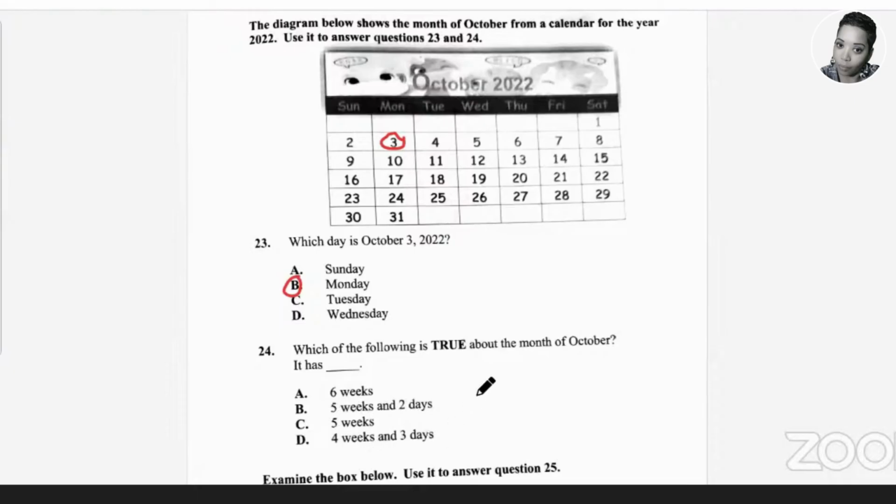We would have to know how many days make 1 week, and that is 7. Usually from Sunday to Saturday, that's 1 whole week. So we have 1 week here, here's another week, here's another week. That's number 3, and this is week number 4. But we have 1 extra day here, and we have 2 days down here. So we have 4 full weeks, 7 days each, and then we have 3 extra days. So it would be option D, 4 weeks and 3 days.